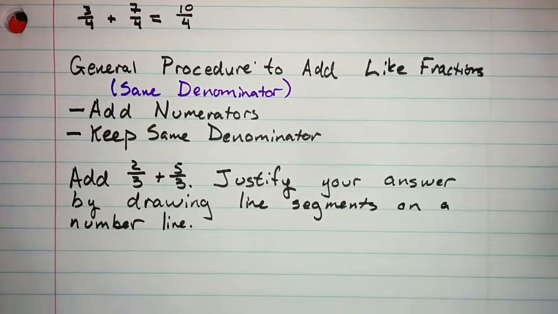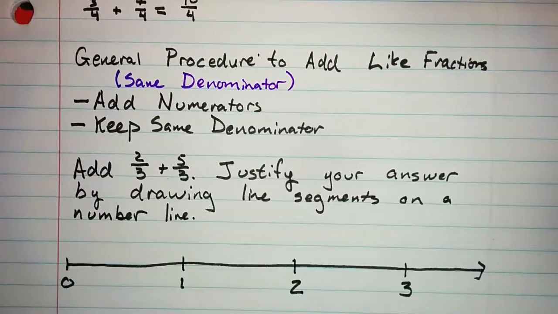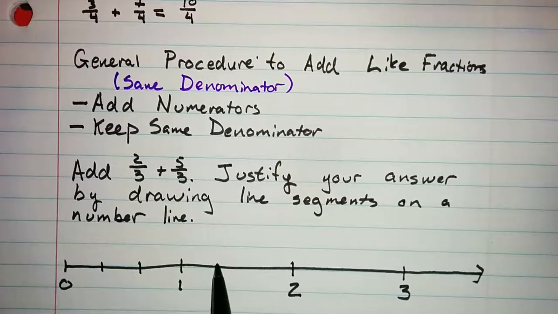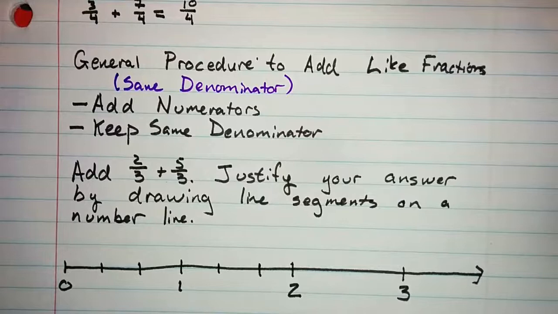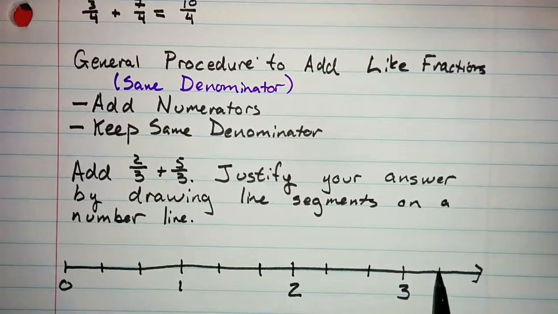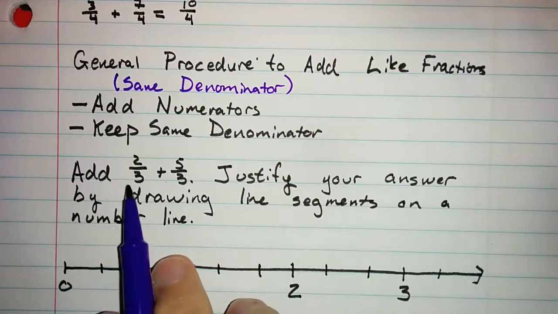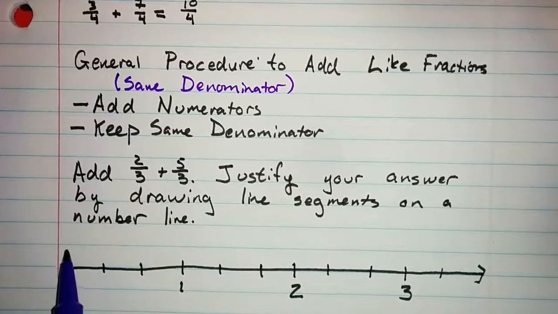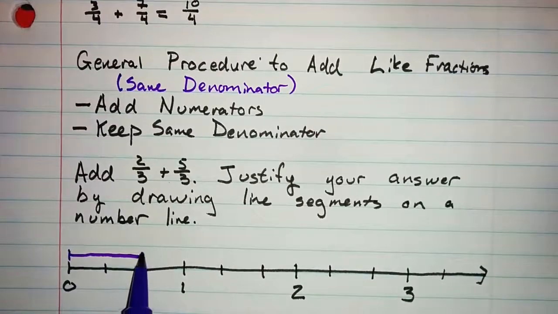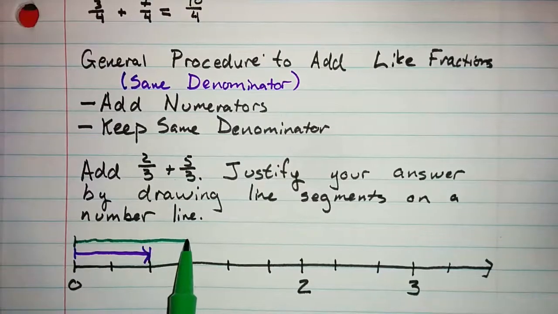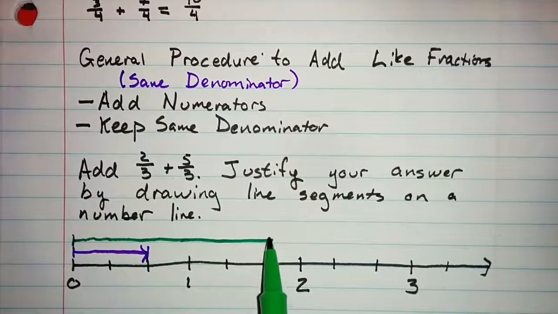Alright, so we're going to start with a number line, and we're going to draw in the thirds by splitting each unit into 3 equal parts. Remember, making 3 parts requires 2 cuts. Now we'll draw the line segment 2/3, 1, 2, and the line segment 5/3, 1, 2, 3, 4, 5.